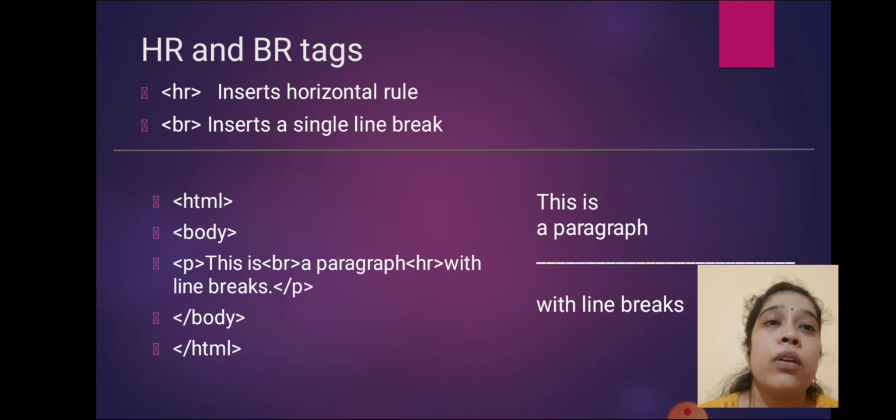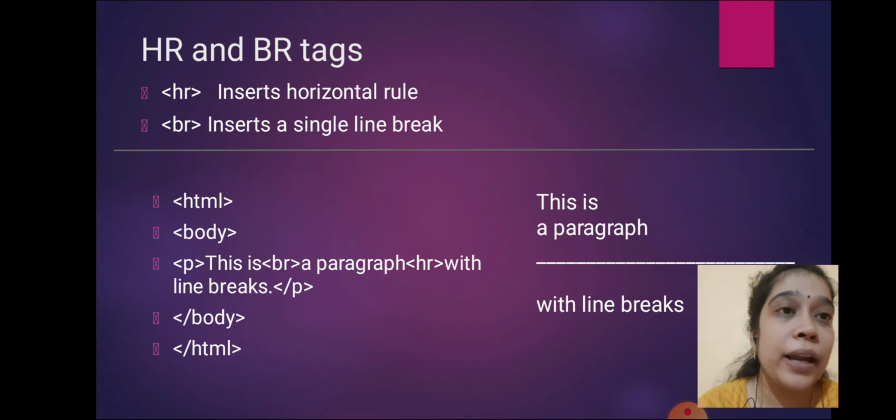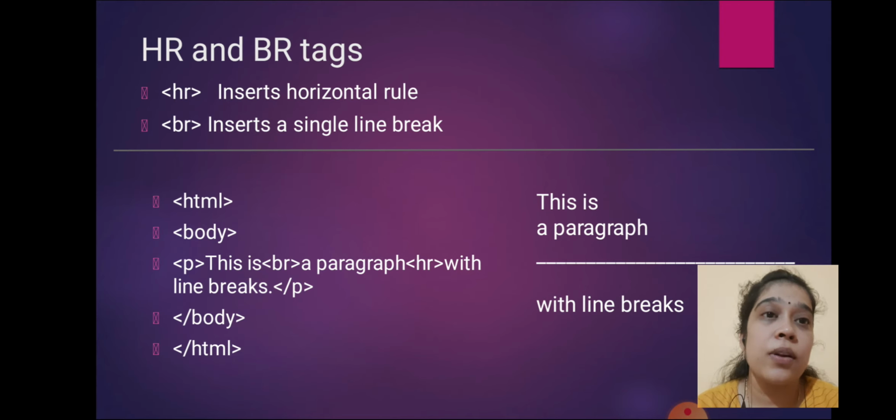Okay. For example, we are using one paragraph: this is a paragraph with line break. After "this is" we are adding a break, and after the paragraph we are adding one horizontal line. So we will write the program as: this is, BR, a paragraph, HR, with line break. After running this, we will get the output as "this is"; after "this is" we have given BR, that's why the line got broken, and "a paragraph" we can see on the next line.